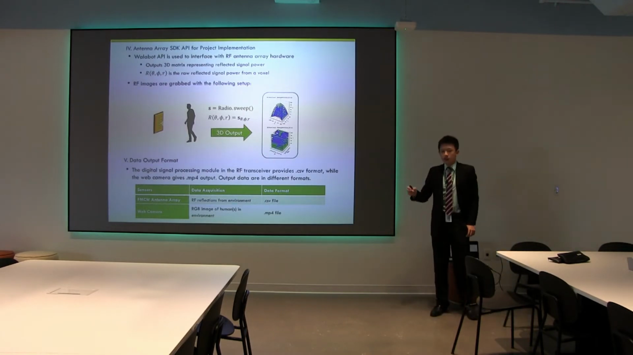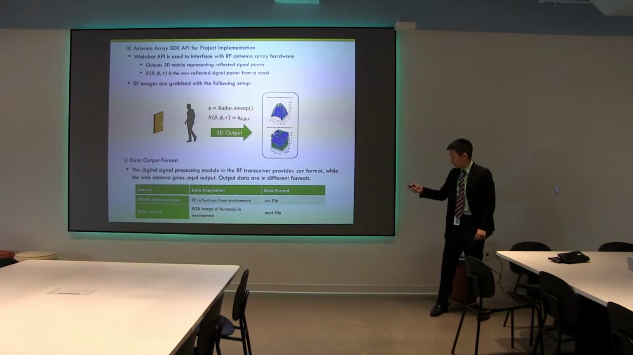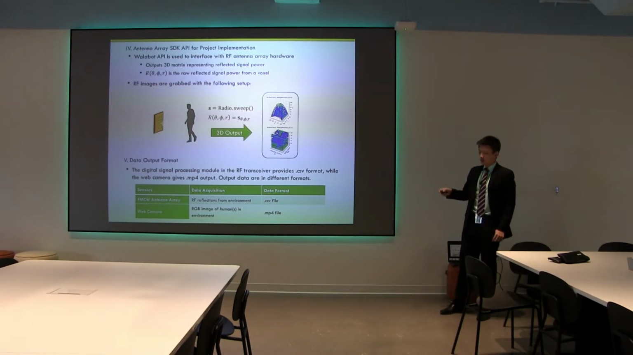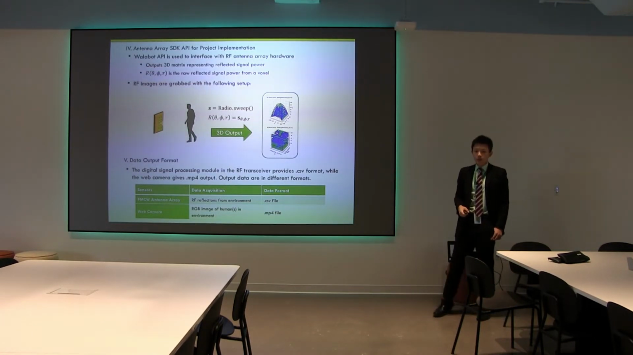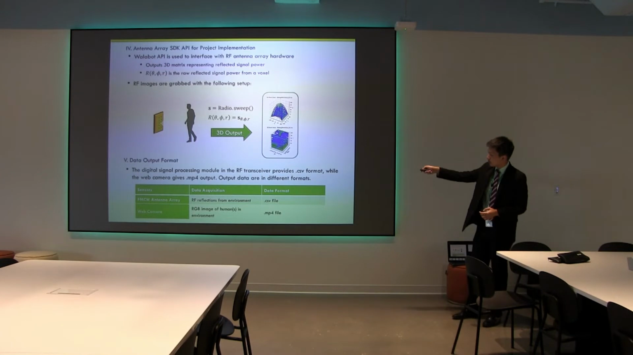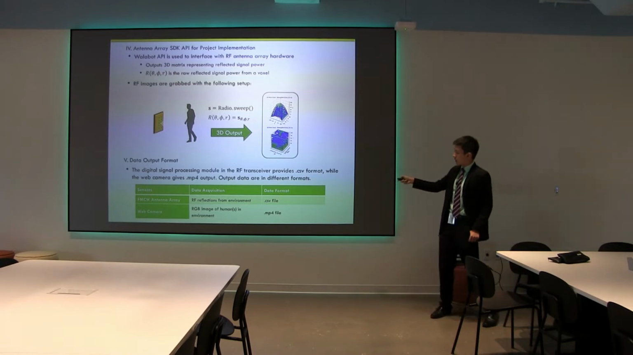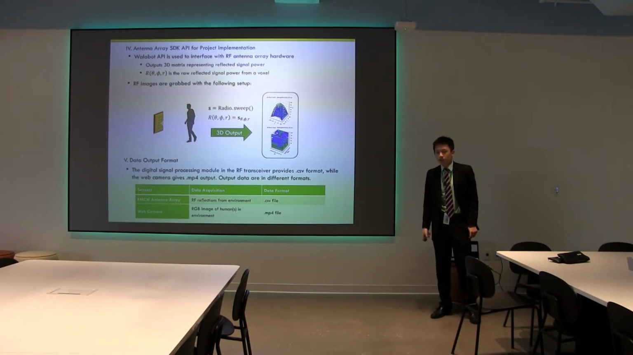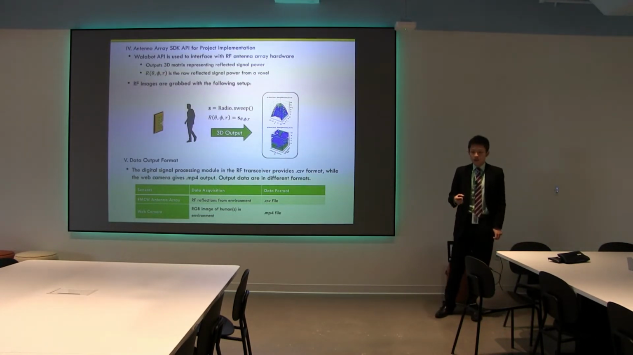So interfacing with this antenna array, there's an SDK, there's an API. What you can do is you simply call the radio and you tell it to sweep, and it gives you a big cube, a big volume of reflection powers. So if you have a person here, you take the device and you send and receive signals, and you get something like this. You get it normally in this rectangular prism type of shape, and that's in spherical coordinates.